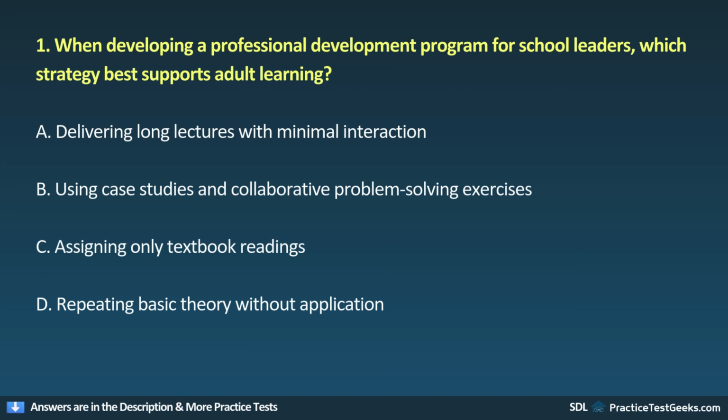1. When developing a professional development program for school leaders, which strategy best supports adult learning? A. Delivering long lectures with minimal interaction. B. Using case studies and collaborative problem-solving exercises. C. Assigning only textbook readings. D. Repeating basic theory without application.